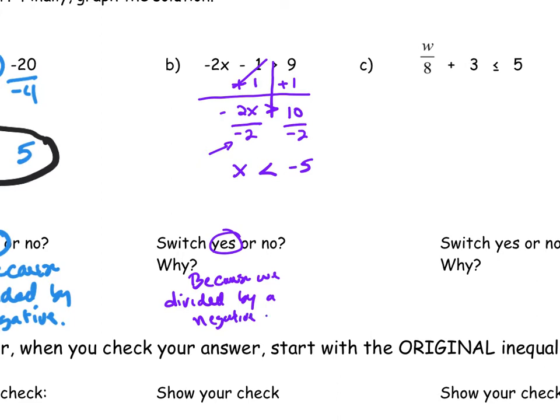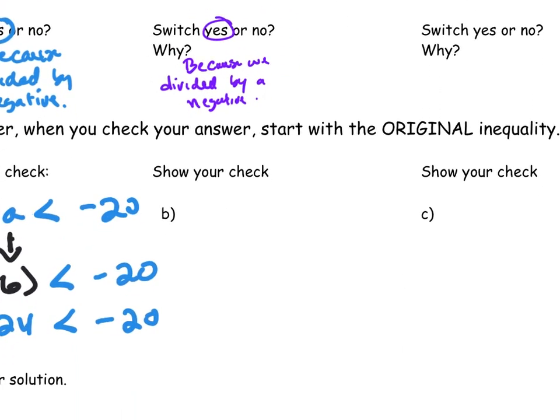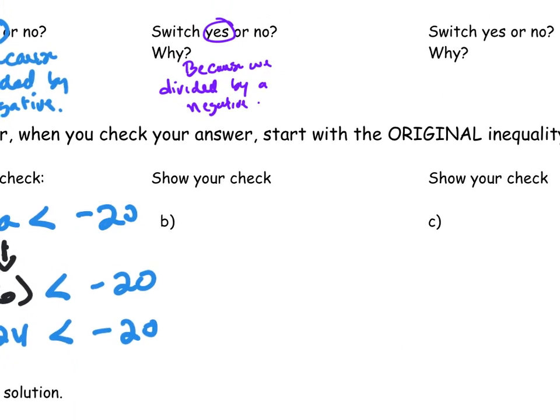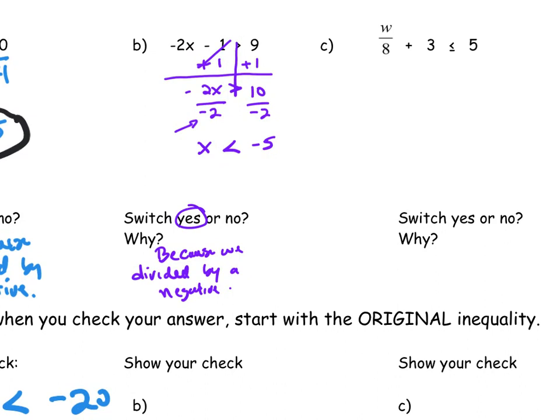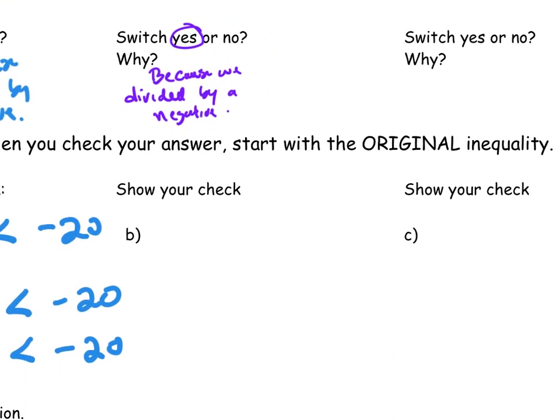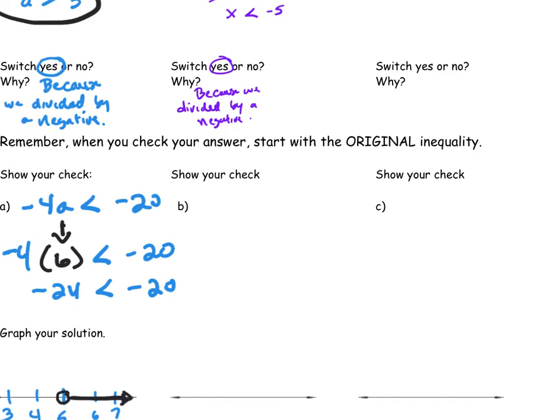So now I'm going to move this up so you can see it a little bit. Now I'm supposed to show my check, but I have to go back to the original problem. So the original problem says negative 2x minus 1 is greater than 9. So let's write that down. So we're going to write down negative 2x minus 1 is greater than 9. And we need to choose a number based on our solution. So x is smaller than, or less than, negative 5.